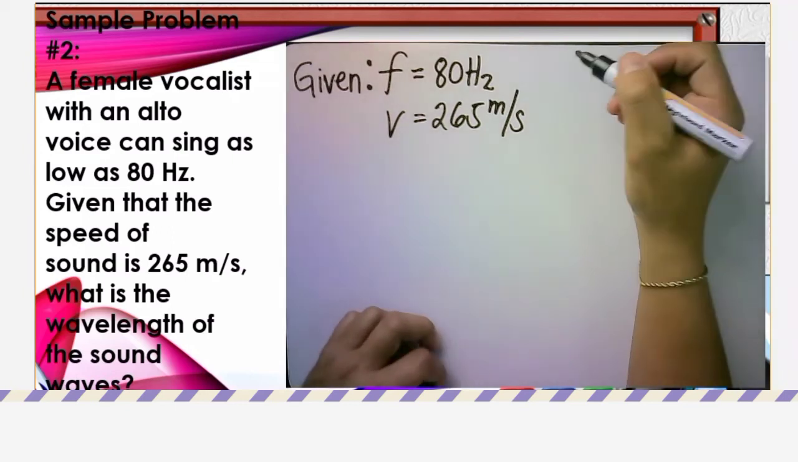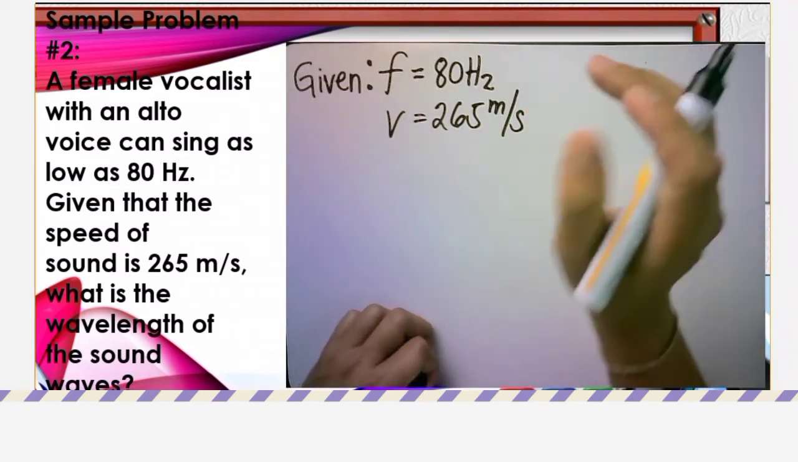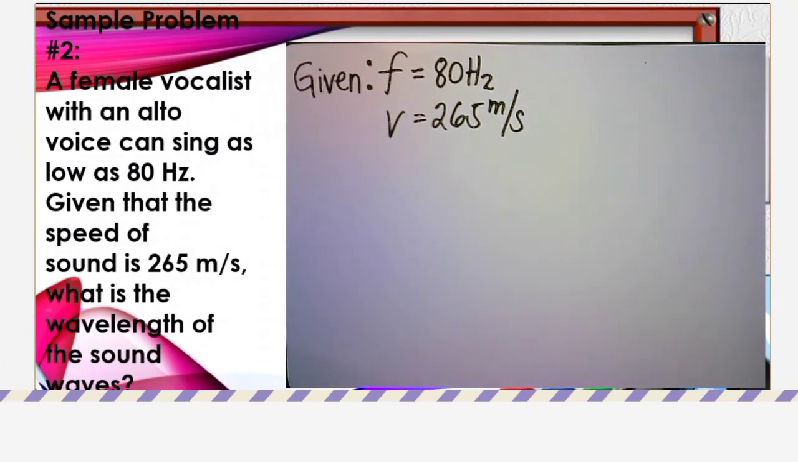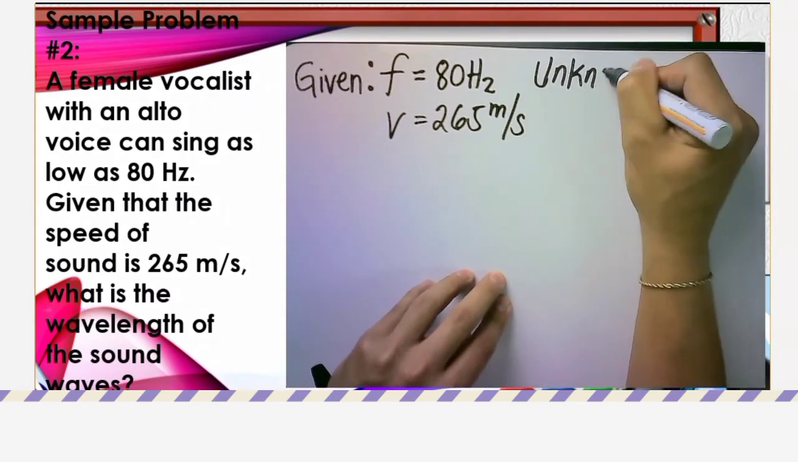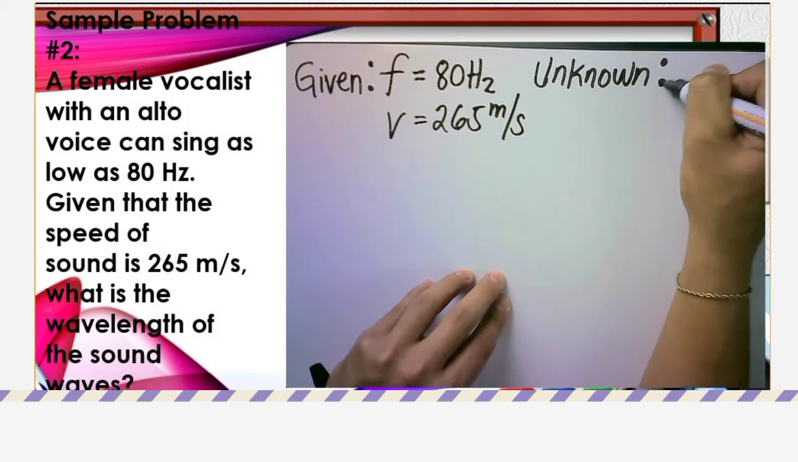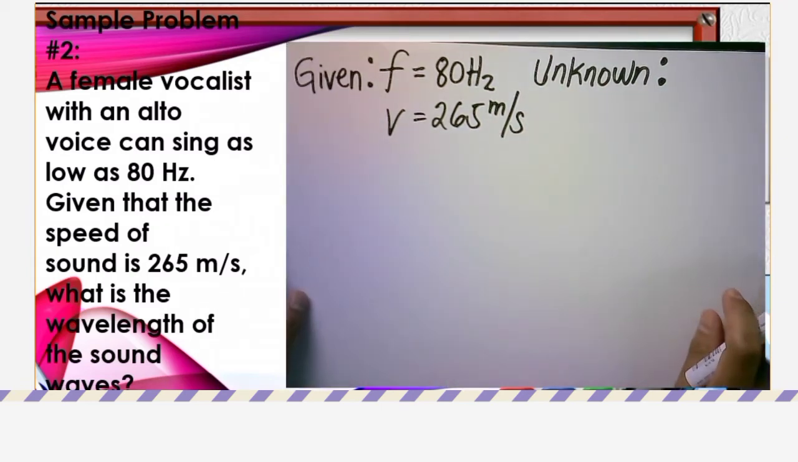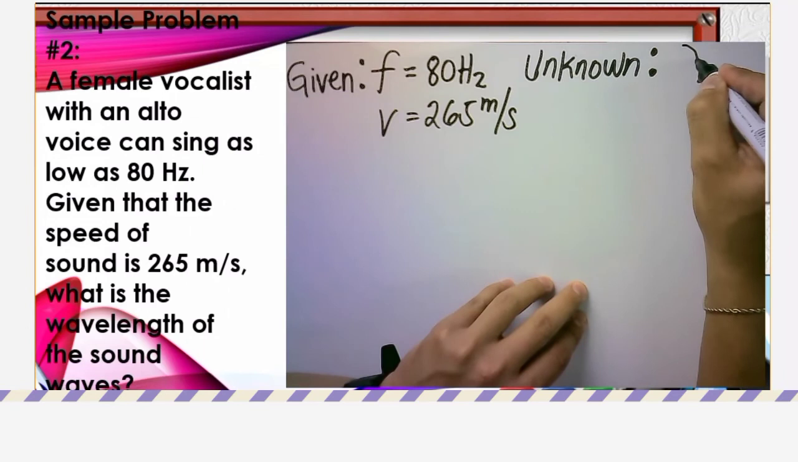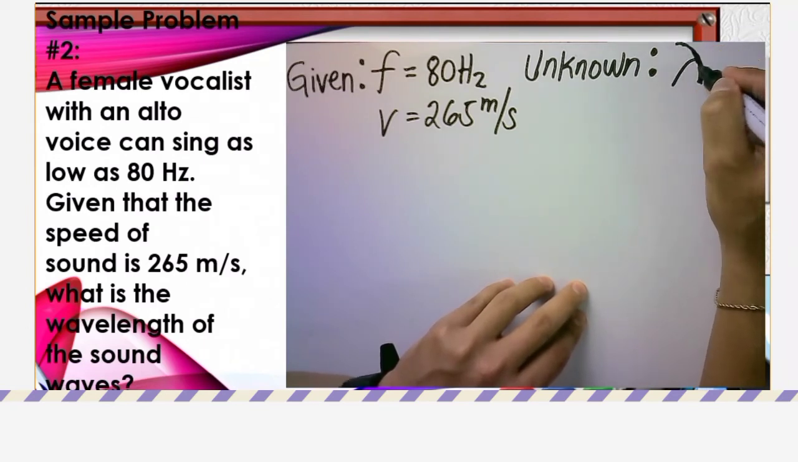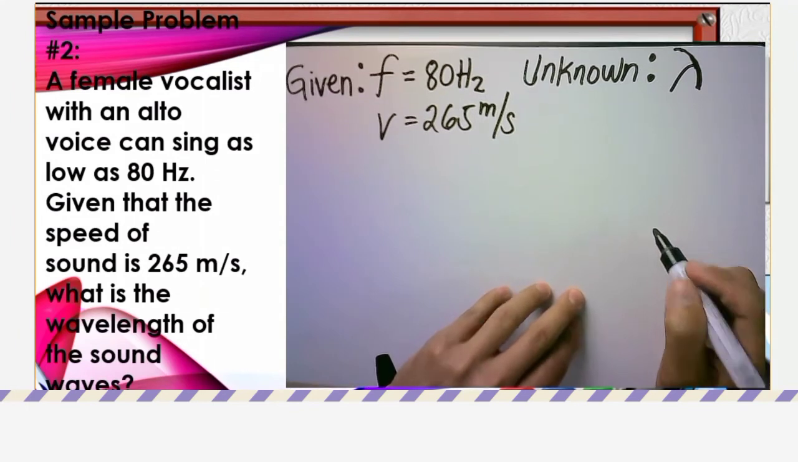How about the unknown? Are we done? By the way, are we done with given? Do you see any other given in our problem? Okay, none. Okay, let us proceed now to our unknown. So, in the given, what are we looking for? Anyone? Exactly. We are looking for the lambda or the wavelength. Do not forget the inverted y. Okay? That is lambda.